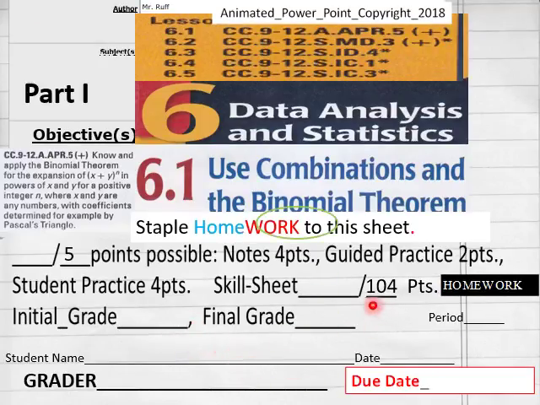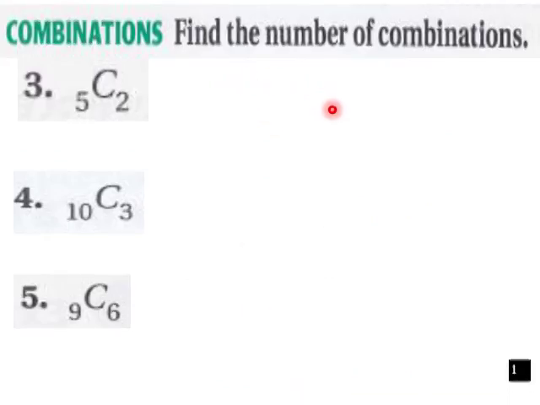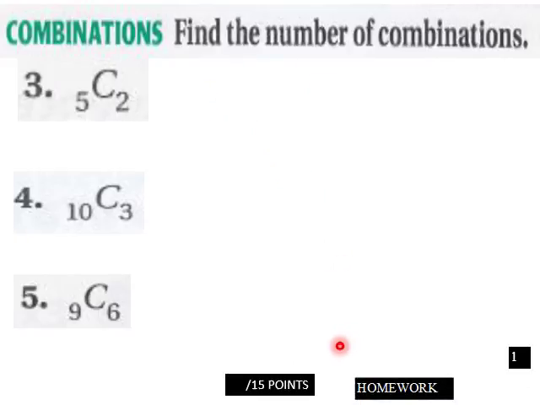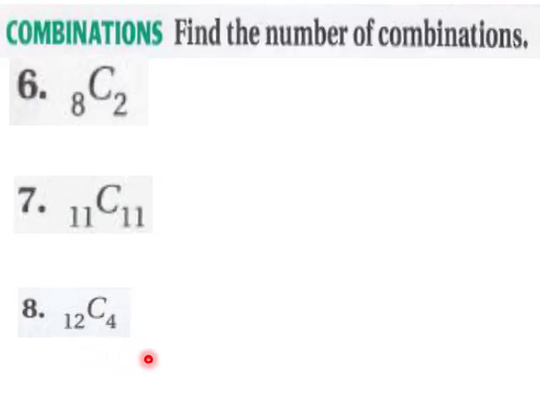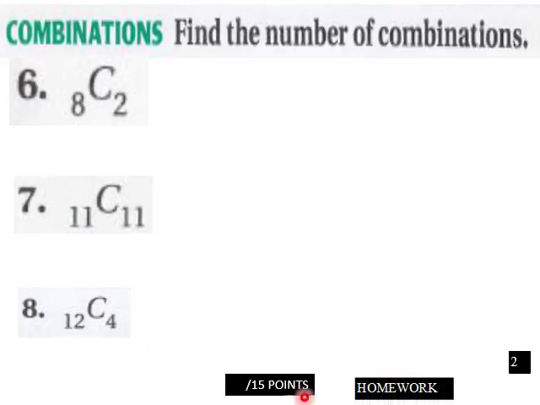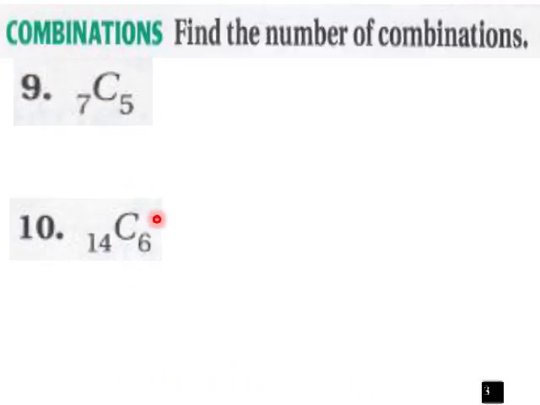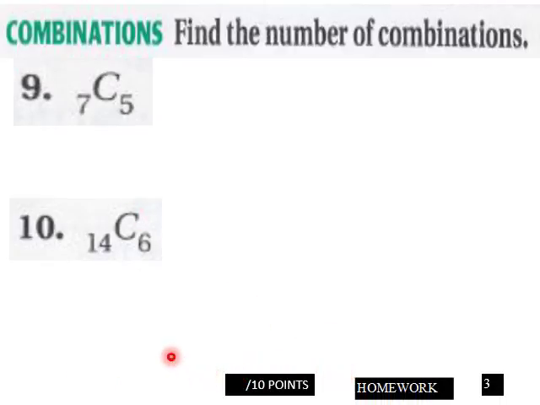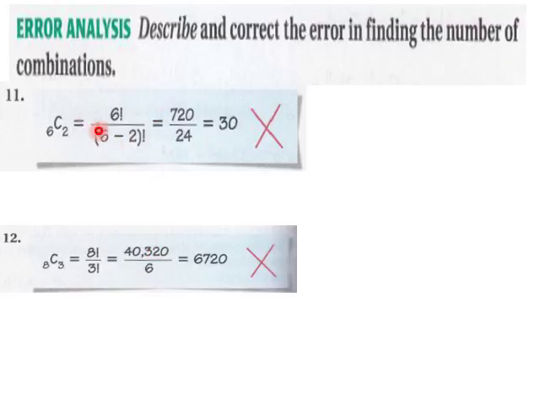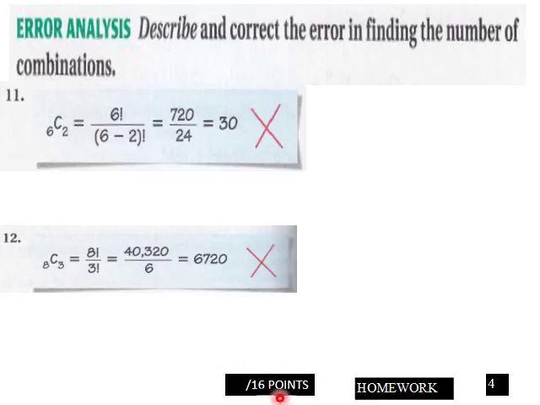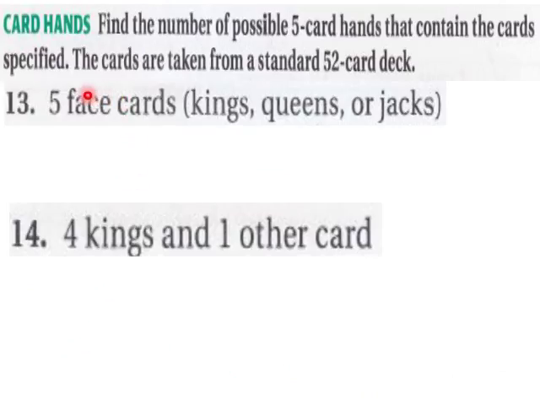Into our homework here, we have 104 points on our homework. And we had 5 points on our note-taking. Find a number of combinations. You can use calculator or do it by hand, up to you. Same thing here, page 2 of the homework, 15 points. Same thing here, page 3 on the homework, 10 points. Describe and correct these. This is up to you, students. 16 points here. And then card hands, back to the card hands.